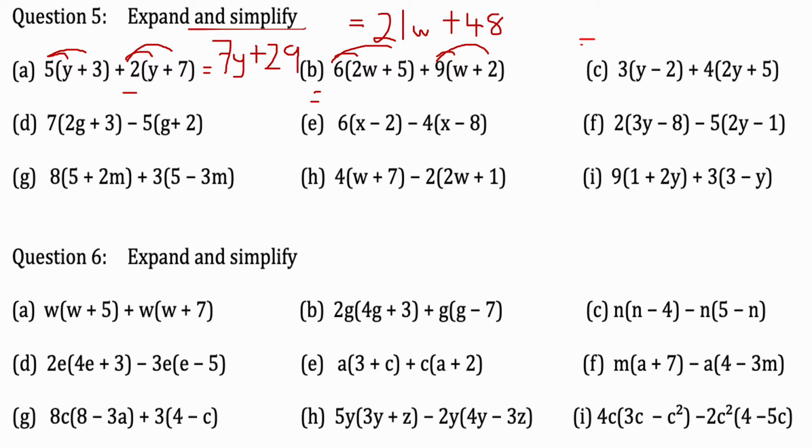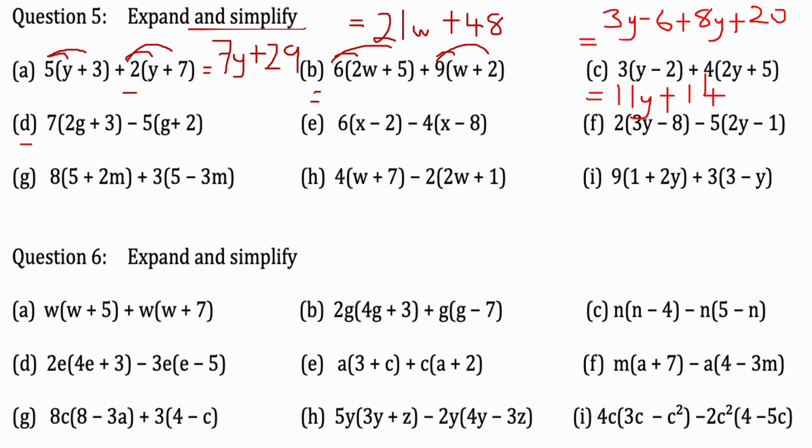Next one, expanding this single bracket. 3 times y is 3y, and 3 times negative 2 is negative 6, and then plus 4 lots of 2y is going to be 8y, and 4 lots of 5 is going to be plus 20. Collecting our like terms, guys, for this question, 3y plus 8y is 11y, and negative 6 plus the 20 is plus 14, or 14 plus 11y. Either way is fine for that question.